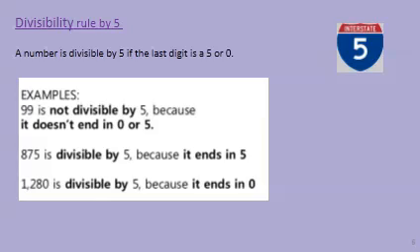Now, after learning the divisibility by 2, we are going to learn the divisibility by 5. And we say that a number is divisible by 5 if the last digit of the number is 5 or 0. Example, 99 is not divisible by 5 because the ones digit is 9. It's not 0 or 5. But 875, it's divisible by 5 because the ones digit is 5. 1280, it's divisible by 5 because the ones digit is 0.